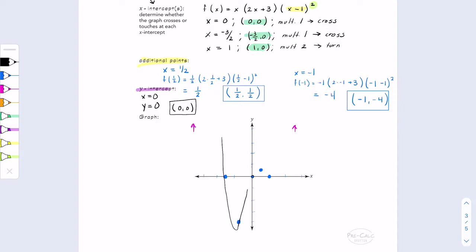You come up, we're approaching 0 where the multiplicity is 1, so we cross through, touch your extra point, come down to 1 where it bounces and we head back in the same direction. And once again, make sure your end behavior is correct.